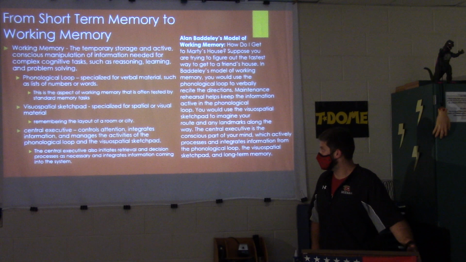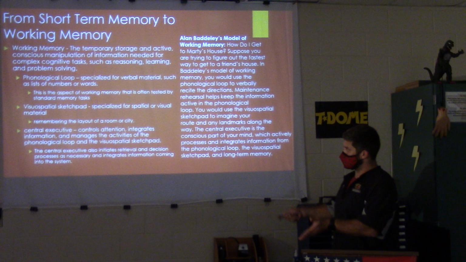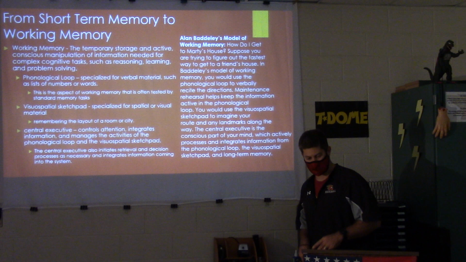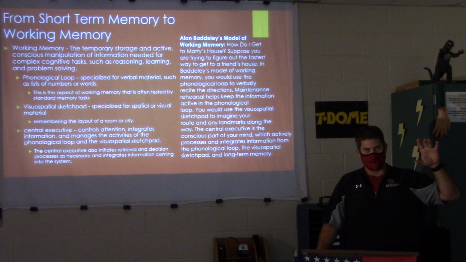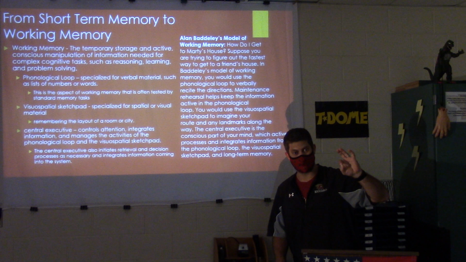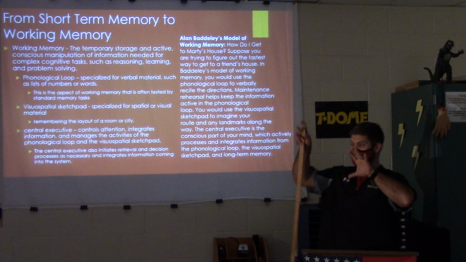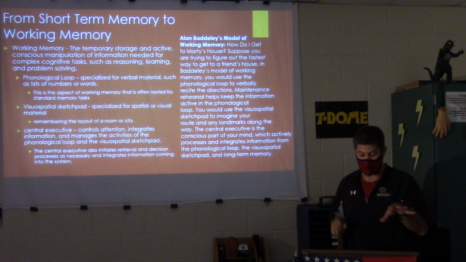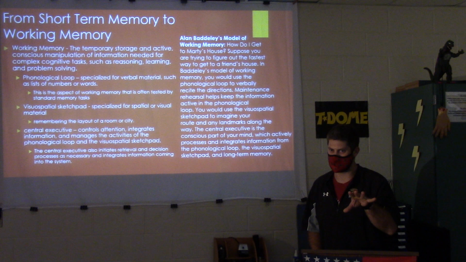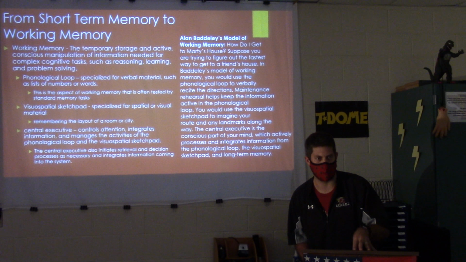The visuospatial sketchpad is pretty simple to understand as well. It's specialized for spatial or visual material. Humans are amazing at visuospatial stuff. If you can access and create things for yourself to understand not what things are, but where things are, your studying would increase tremendously. So maybe this is a good answer to your question earlier. If I was studying for a test, I'd create a poster, and I would put different terms in different places and draw pictures and all that kind of stuff, and I would study that. And then all of a sudden, you're asking yourself not what is this answer, but where was this answer?